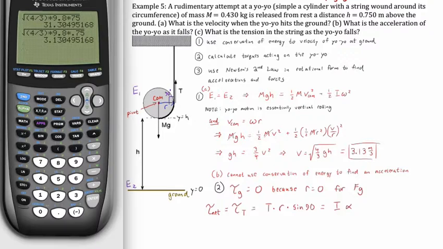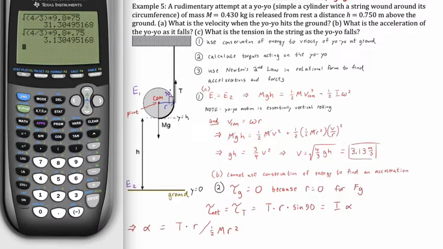Okay, so now I just want to solve for alpha. So alpha is going to equal the tension force times R, divided by 1/2 m r squared.